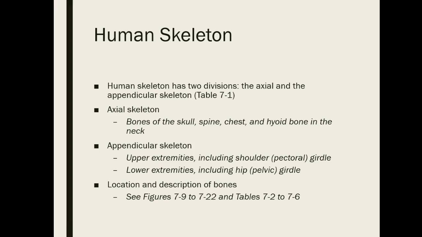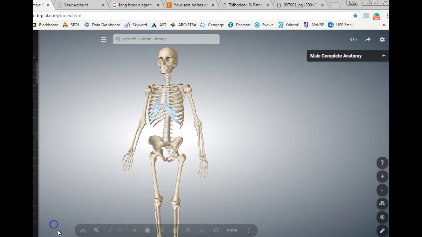I think we'll switch over to our skeleton model at this point. All right, so we are going to talk about the divisions of the skeletal system right now. The skeleton is broken up into 2 different parts, the axial and the appendicular skeleton. The axial is going to be the bones of the skull, spine, the chest, and then the hyoid bone, which is in the neck.